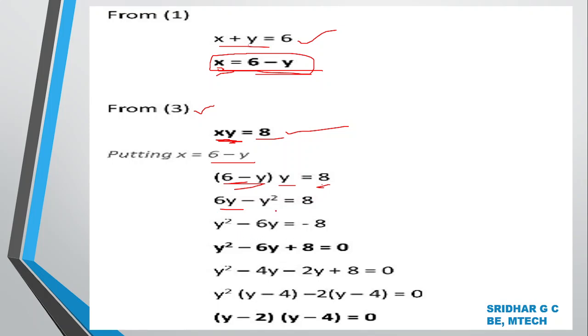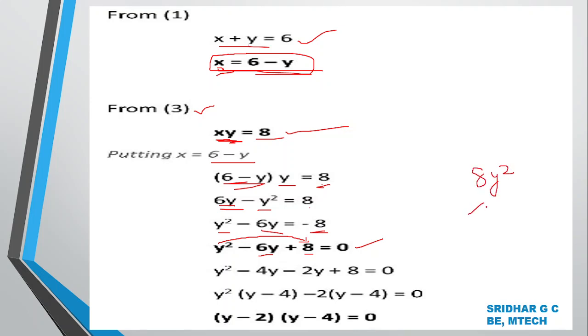Got it? Now I will shift this y square to this side and this one to this side. Y square negative will become positive, plus 6y has become negative, plus 8 has become minus 8. Now I can shift the minus 8 to this side. So it will become y square minus 6y plus 8 equals 0. This is one equation. Now this has to be factorized. Factorize this equation: the first term and the third term should be multiplied, 8y square.